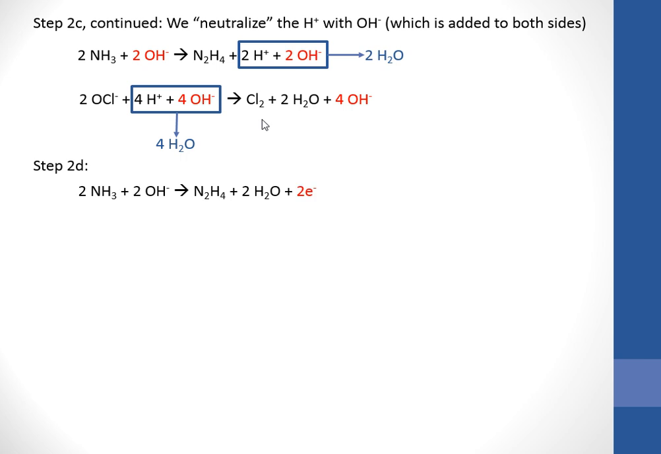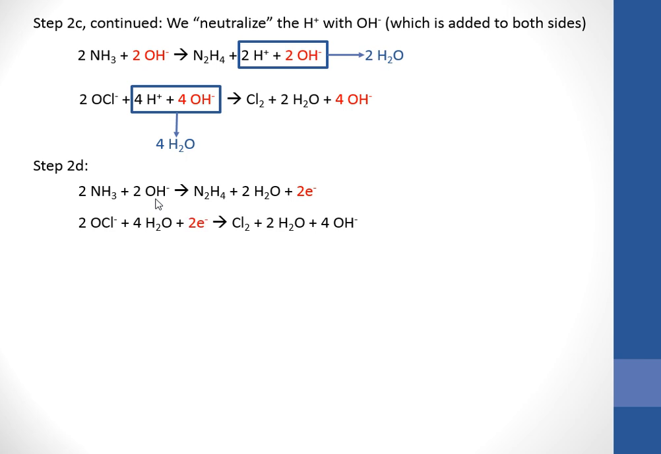In step 2d, we now need to add electrons to the side that is going to be more positive. In the first half reaction, we need to add 2 electrons to the product side because both water and N2H4 are neutral, whereas the 2 OH- on the reactant side gives this side an overall charge of -2.